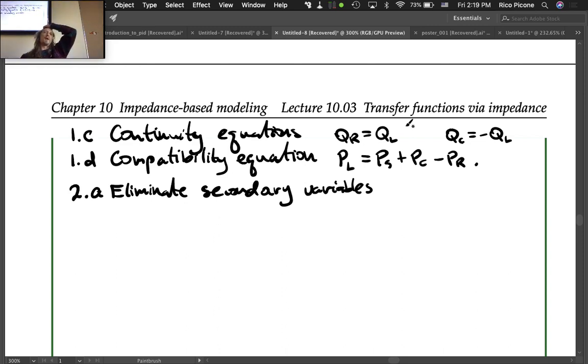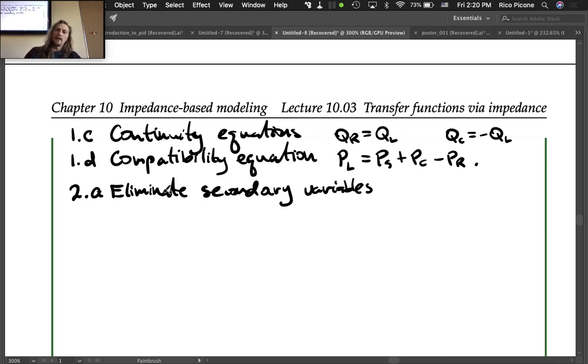So if you want to know a variable that is a secondary variable, and you eliminated it in this first step, no big deal. Solve for the primary variable that it's equal to from your continuity or compatibility equation, whichever one it's coming from. And then you've got it by just using that equation. So all we need to do is solve for QL, and we know what QR is. It always works that way.